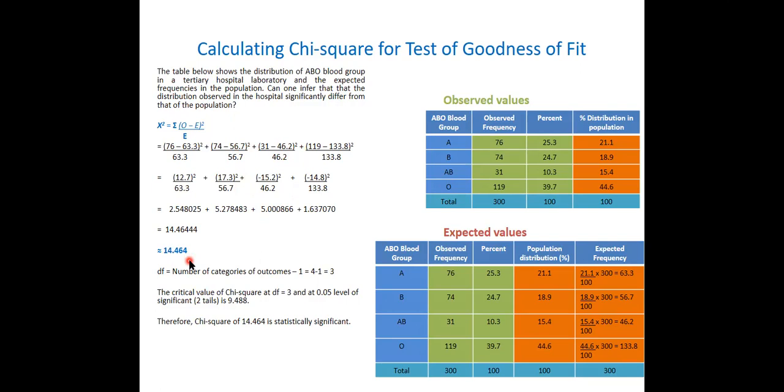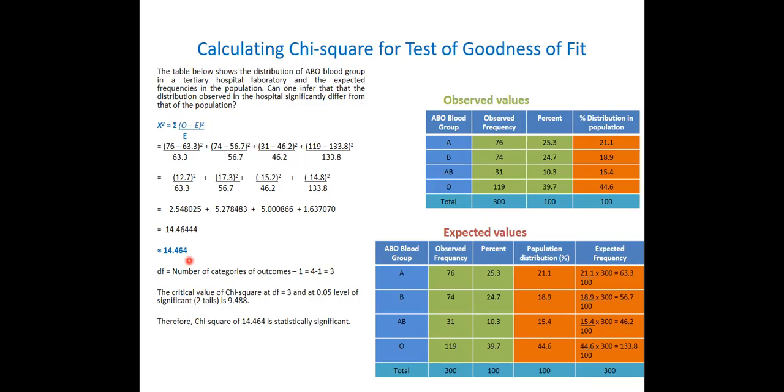And the degrees of freedom is the number of categories minus 1. The number of categories of outcome, that is, minus 1. The number of categories of the blood group we are dealing with here is 4. 4 minus 1 is equal to 3. The degree of freedom is 3.